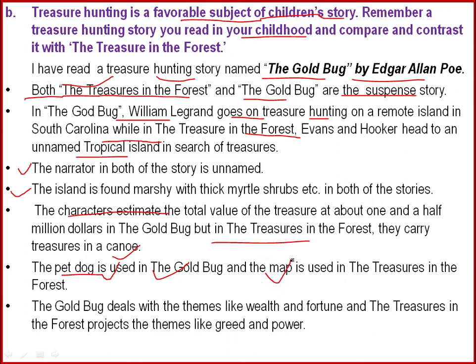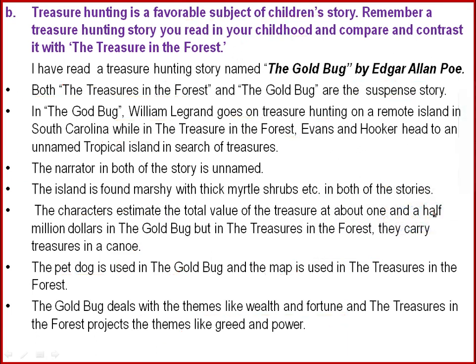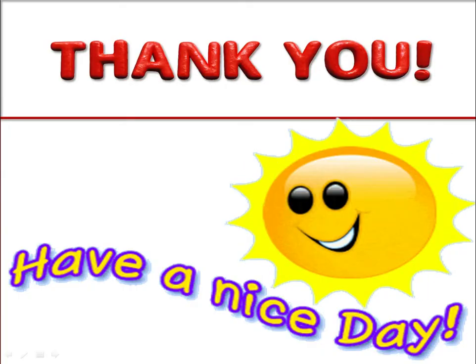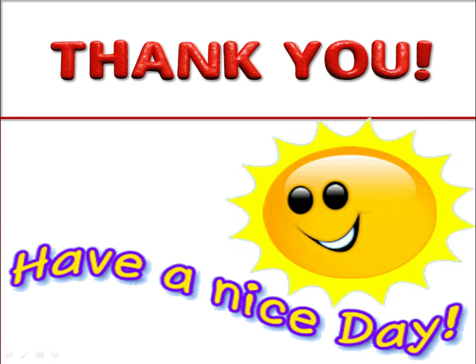But as the treasure map, in The Treasure in the Forest we find a map is used. The Gold Bug deals with themes like wealth and fortune. But The Treasure in the Forest projects themes like greed and power. So this is about the similarities and differences that we find in the stories The Gold Bug and The Treasure in the Forest. So okay, this is about the story The Treasure in the Forest by H.G. Wells.